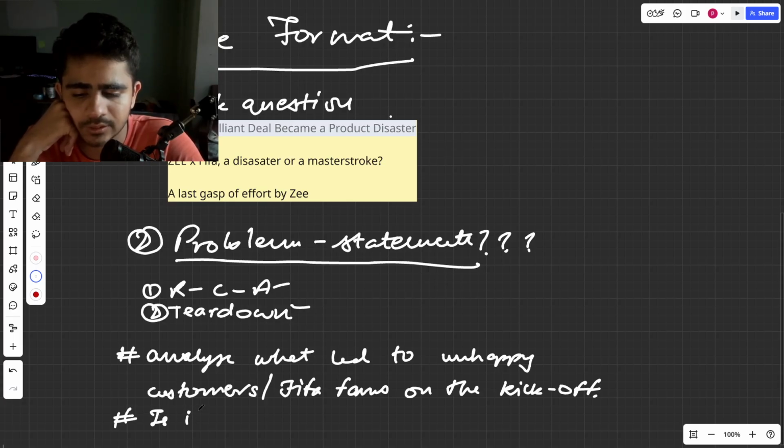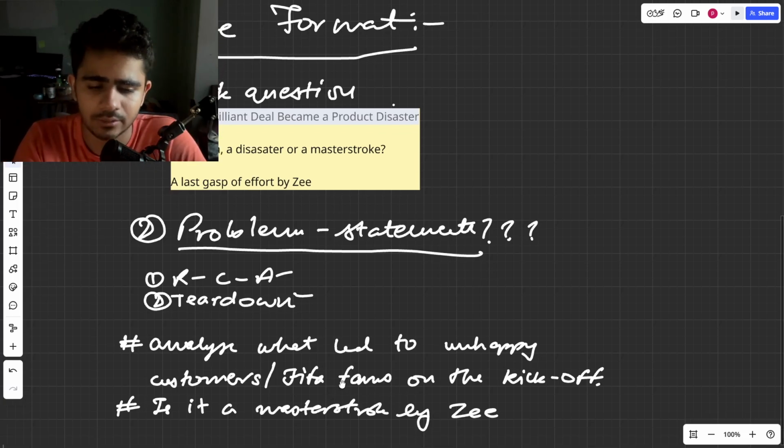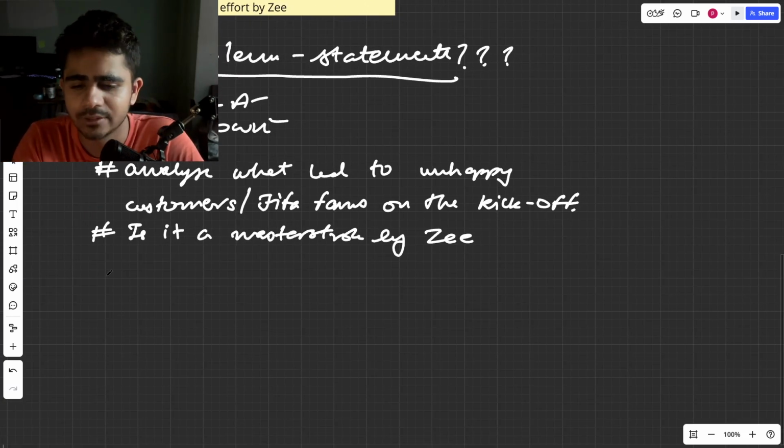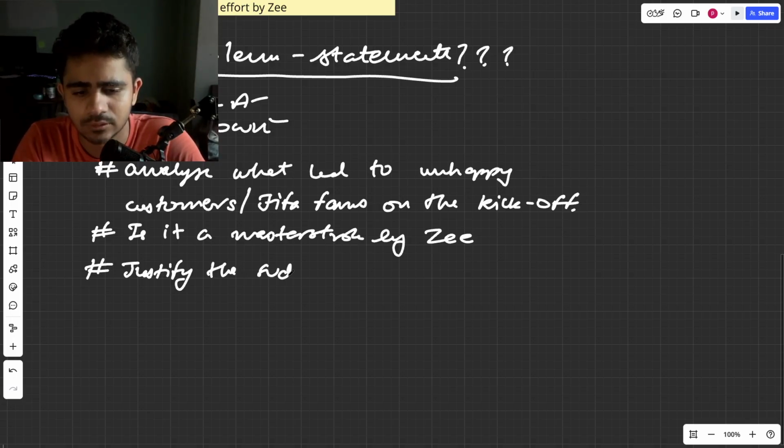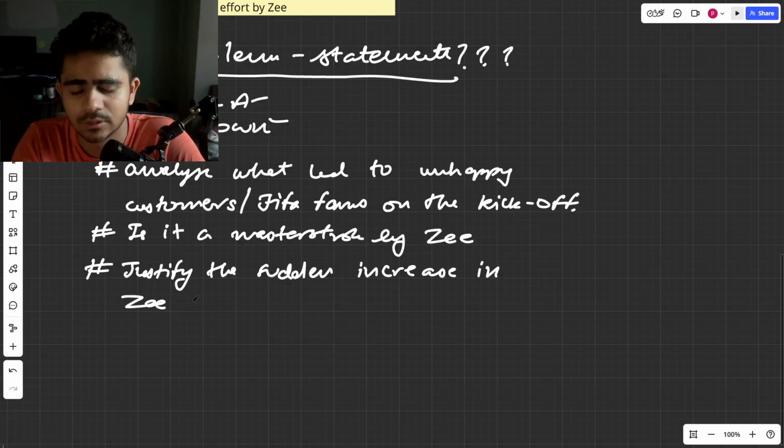And then second, is it a masterstroke again? Masterstroke by Z. And it's also why have we seen such a big surge? Justify the sudden increase in Zika market share. Increase in the market share.